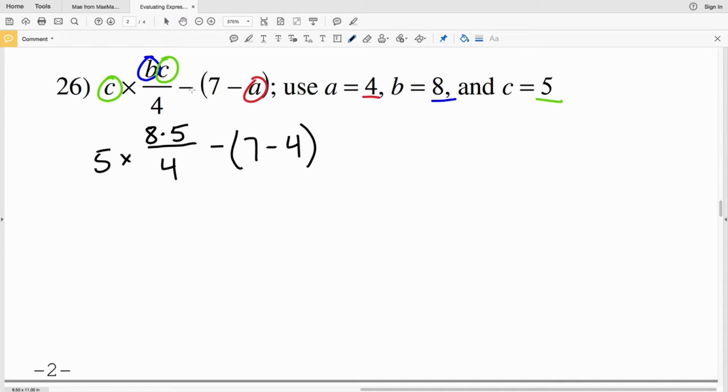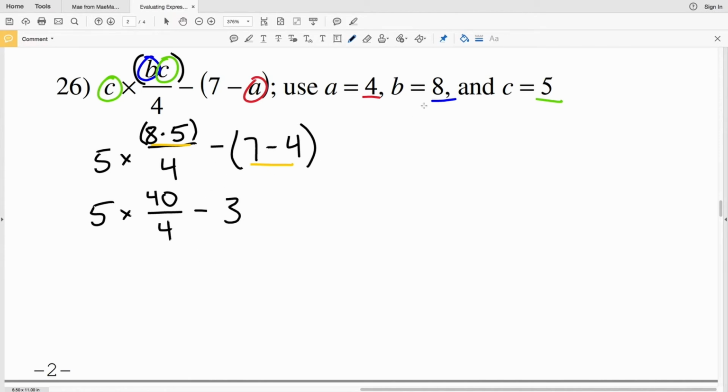Now remember, if there's an operation in either the numerator or denominator, that's like having parentheses. So let's do parentheses first. We'll do the 8 times 5, and we'll also do the 7 minus 4 in one step, since they're two separate parentheses that are not related. So we have 5 times 8 times 5 is 40. All of that is over 4 minus 7 minus 4, which is 3.